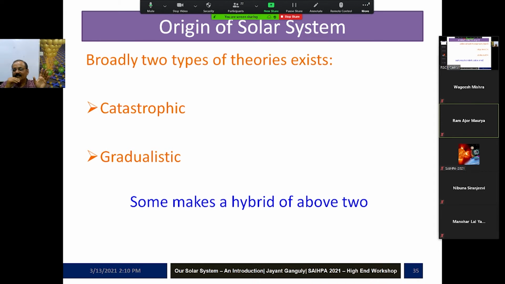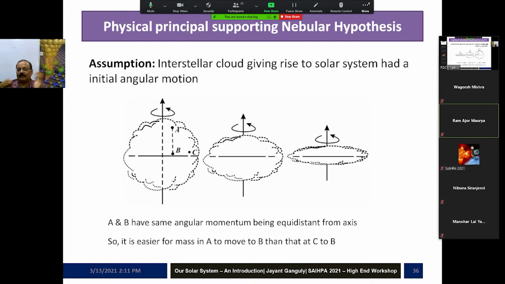But broadly, there are two stories which are competing. One is a catastrophic theory, because everything is rotating, revolving, and there are dust particles, there are minute masses, so there will be collisions and breaking and making. Another is the gradualistic theory: slowly the things will evolve and ultimately form the full thing, or some of them propose a hybrid model.